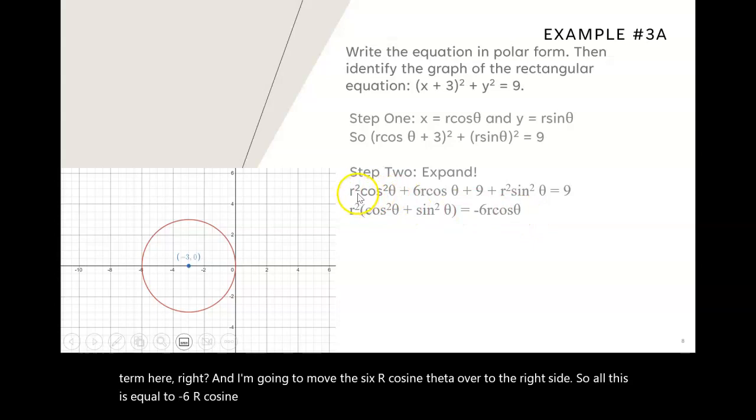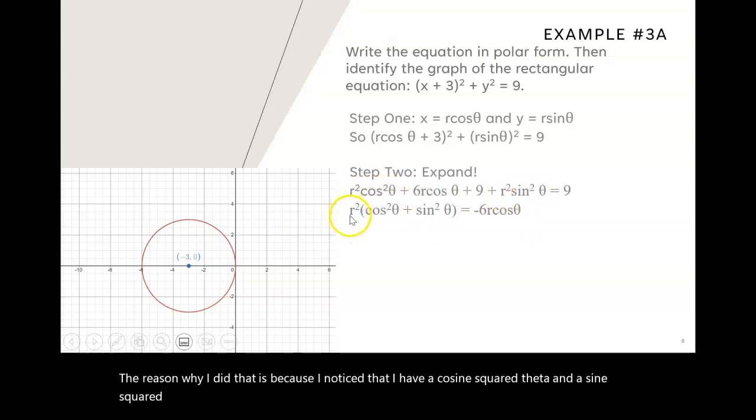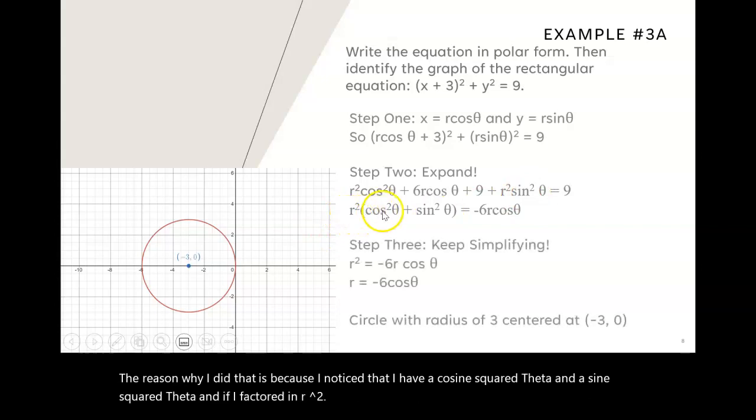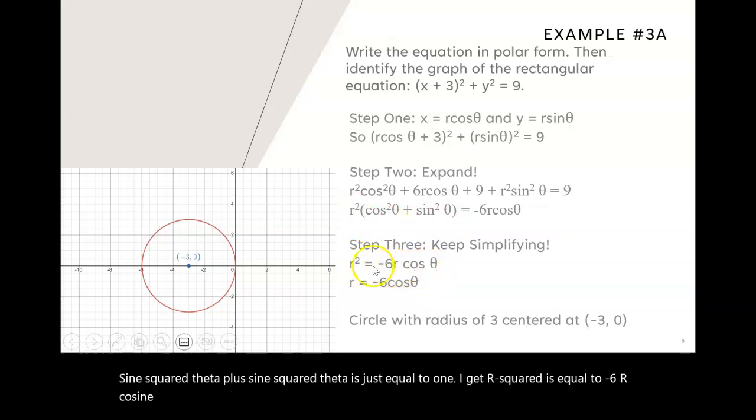The reason why I did that is because I noticed that I have a cosine squared theta and a sine squared theta. And if I factor out r squared, cosine squared theta plus sine squared theta is just equal to 1. So I get r squared is equal to -6r cosine theta. And then I can divide by an r since we know our r is not equal to 0. And we get r is equal to -6 cosine theta.